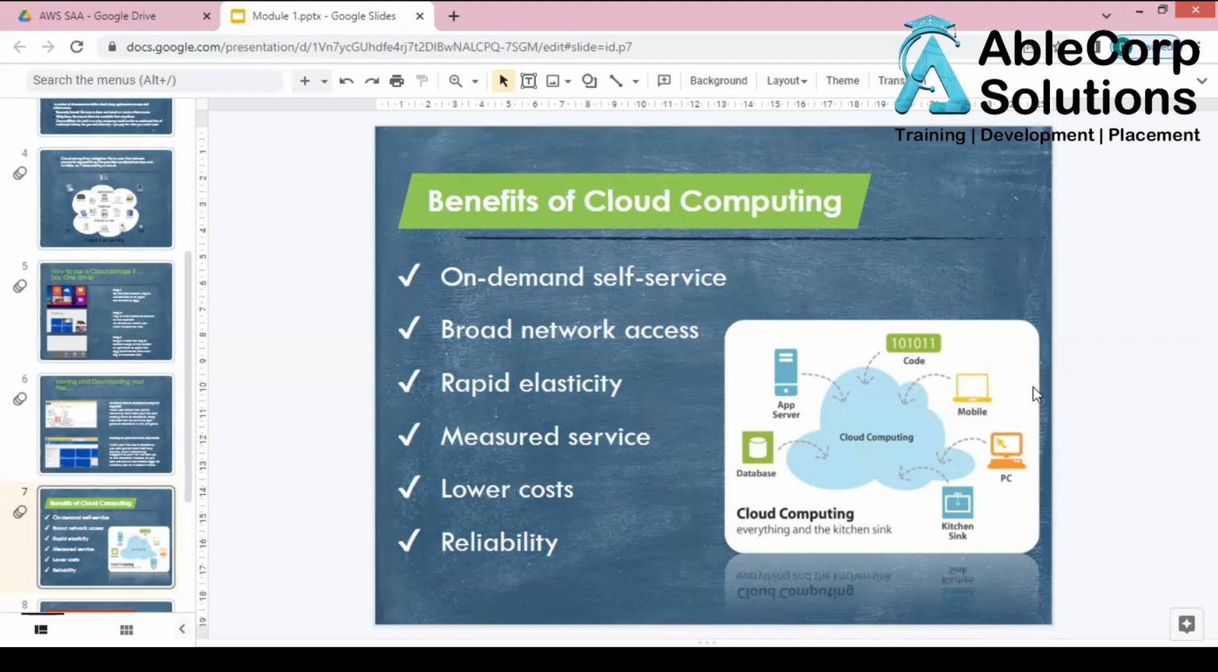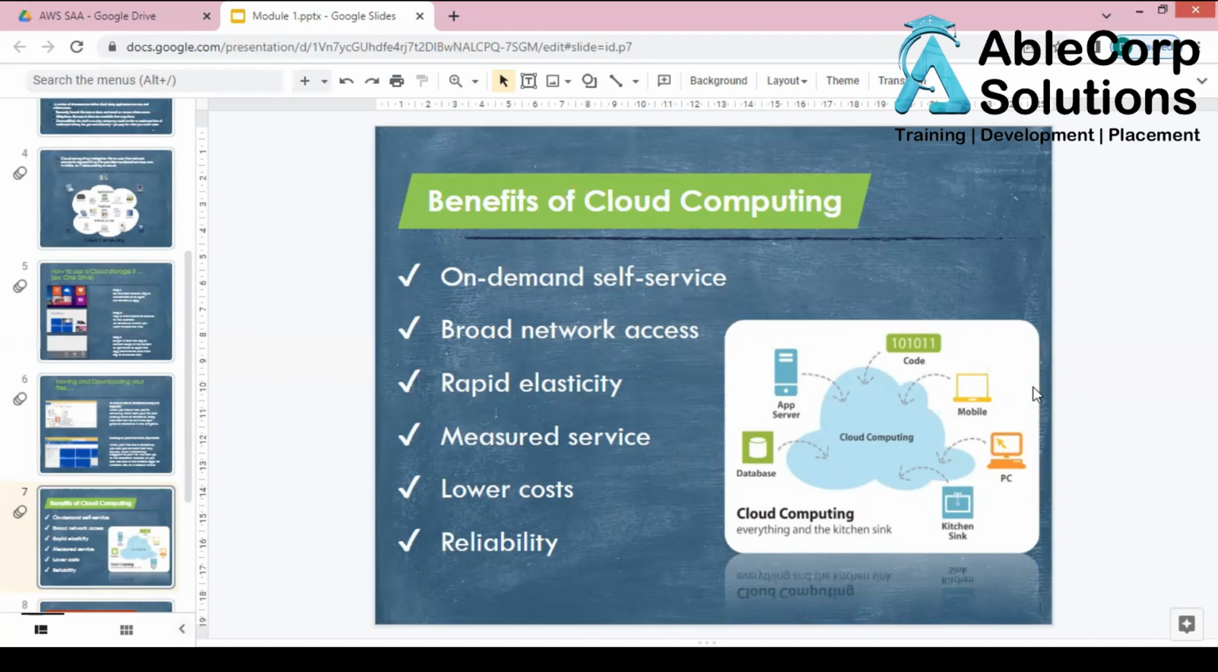Now, what is on-demand self-service? Whenever there is a demand, you can just launch those services 24/7. You don't have to wait for the servers, the software license, or the installation. Directly go into the platform, launch it, and you would be able to run your services. So you don't have to wait. Whenever there is a demand, go and launch your services in any of the service categories.